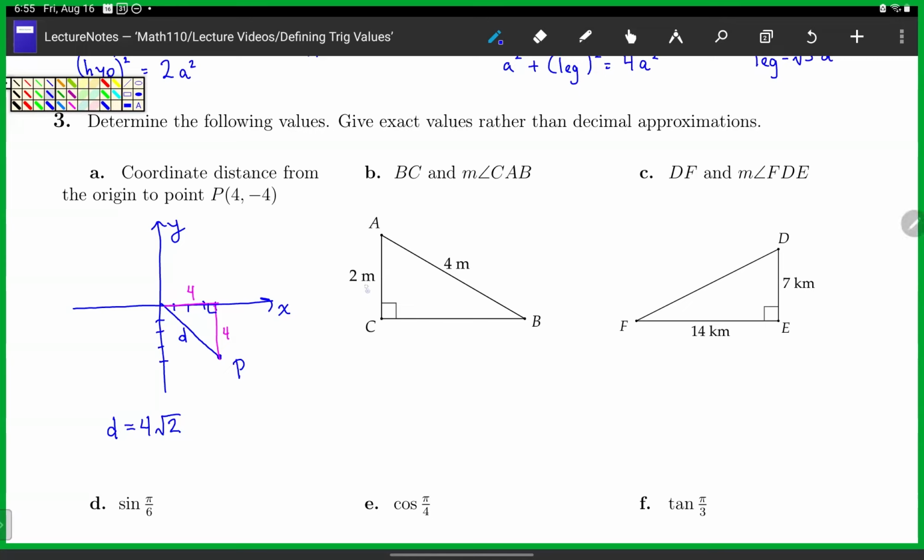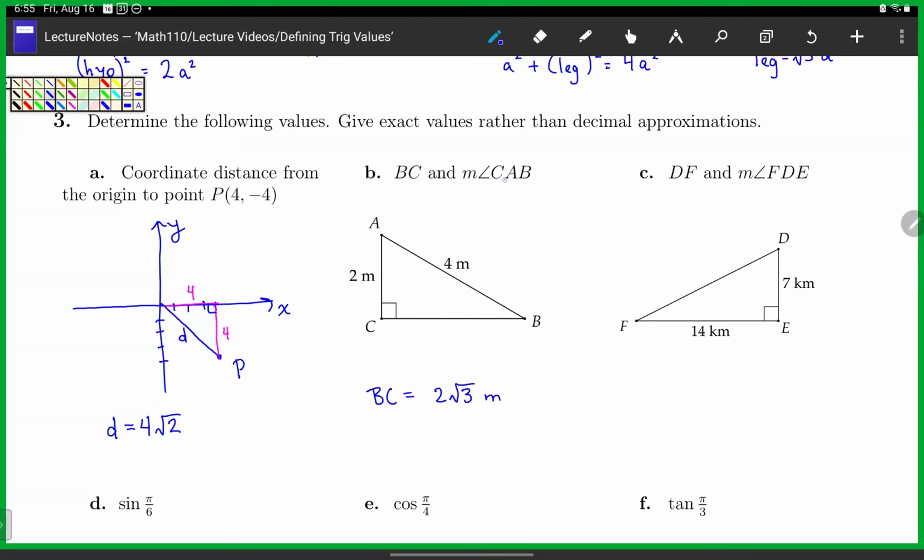Okay. This one, we're given a triangle in which one leg is 2 meters and then the hypotenuse is 4 meters. Since the hypotenuse is twice the length of one of the legs, that means this must be a half equilateral triangle. So the multipliers are, there's the shorter leg, and then the hypotenuse is twice the shorter leg, and then the longer leg is the shorter leg times root 3. So BC has to equal 2 times the square root of 3 meters.